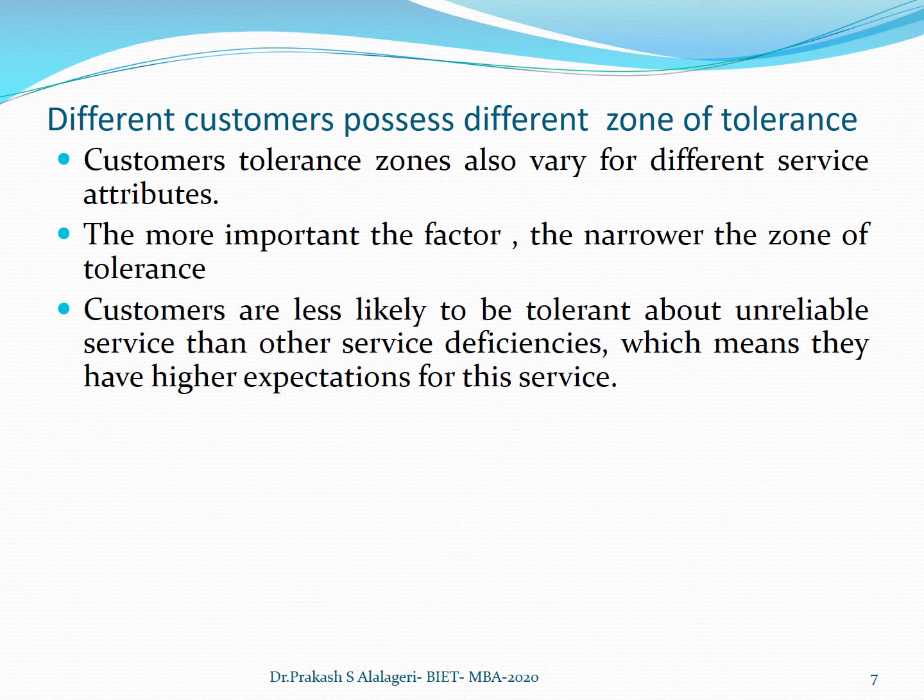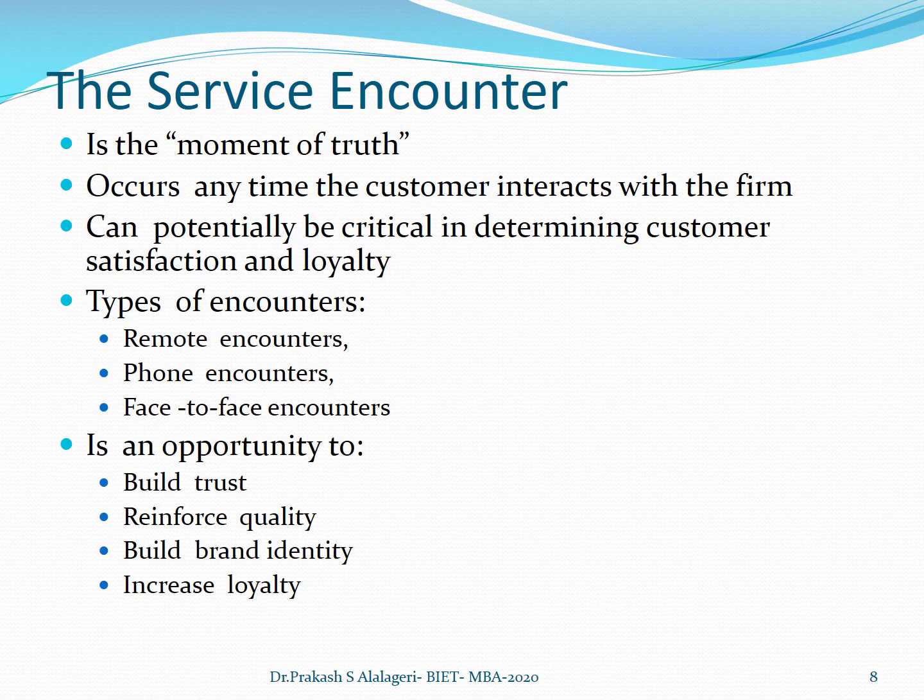You can see that different customers vary their zone of tolerance for different services and attributes. Customers are less likely to be tolerant about unreliable service than about other service deficiencies. That means they have a high expectation of reliability. That's where we find the zone of tolerance. That's what we call it.